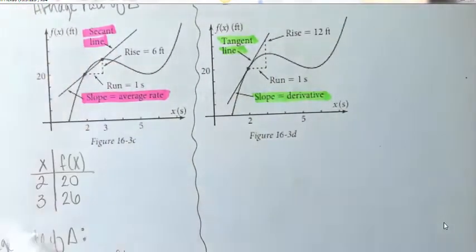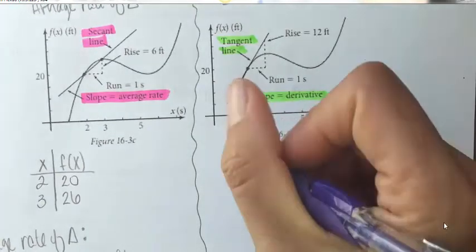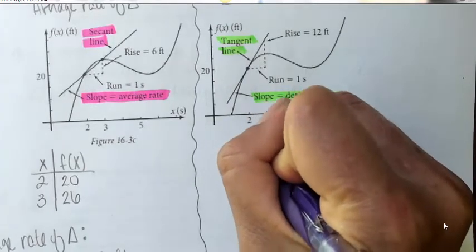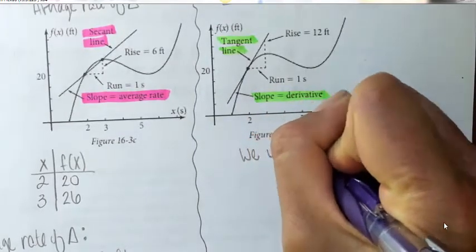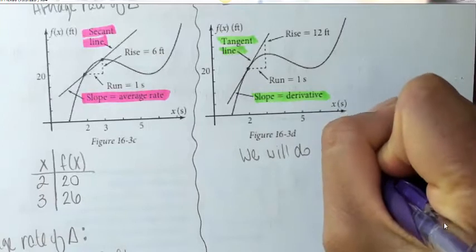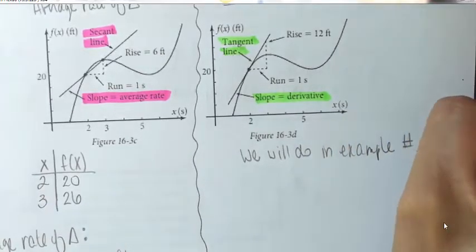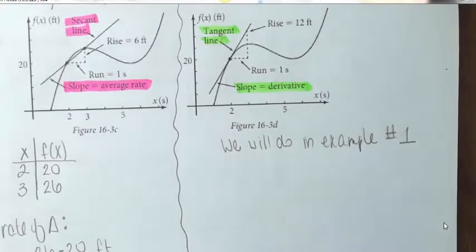Now I'm going to do this problem for example 1. So this will be done in example 1. Okay, so I'm going to wait a little bit on that. We're going to do that one kind of last.